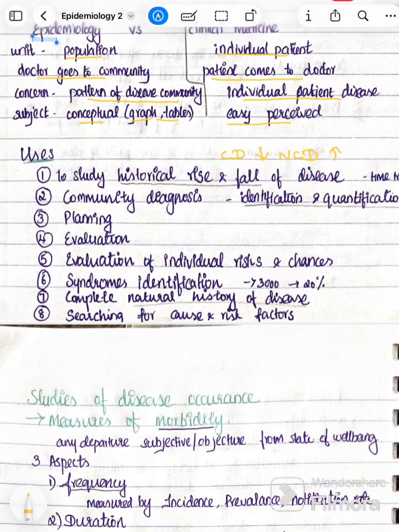And searching for cause and risk factors. This disease is caused by what? For example, rubella causes congenital defects in newborns. Thalidomide is a teratogenic drug. Smoking causes lung cancer. So to identify the risk factors, epidemiological studies are needed.